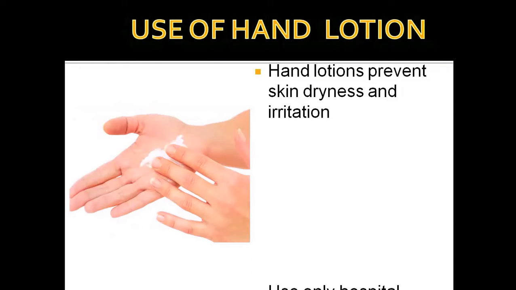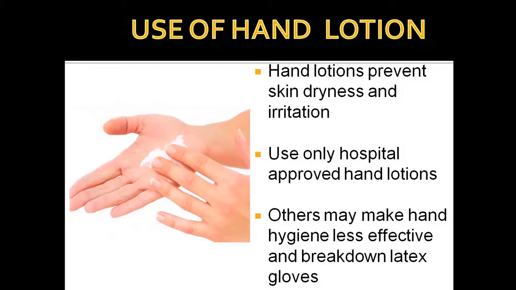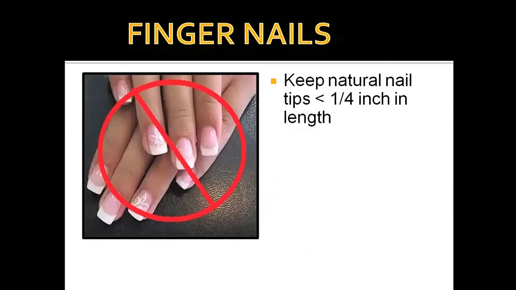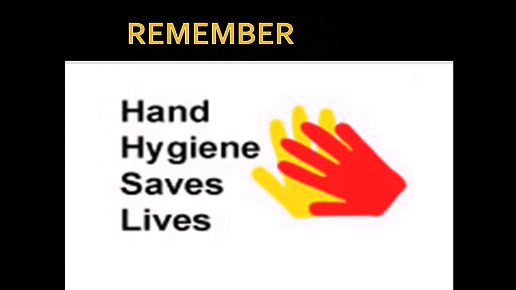Use of hand lotion. Hand lotions prevent skin dryness and irritation. Use only hospital-grade approved hand lotions. Other types of hand lotions may make hand hygiene less effective and also break down latex gloves. Fingernails. Always keep natural nail tips less than 1/4 inch in length. No artificial nails or nail extenders when having direct contact with high-risk patients, such as those in the accident and emergency, ICU, or operating theater.